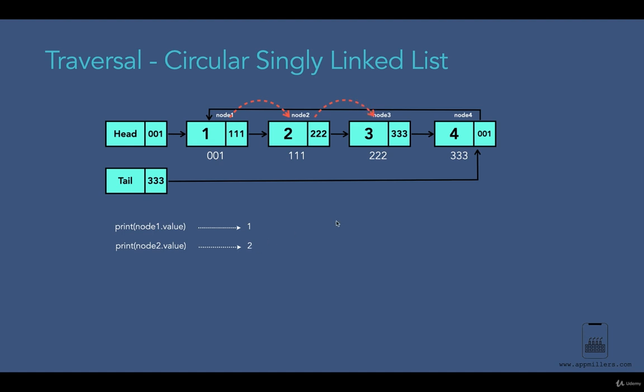Then we continue to the next node, node 3, and print its value to the console, which is 3. Then we continue to the last node, which is node 4, and print its value to the console. In this case, its value is 4, so we print 4. Now when we reach the last node, we stop over here.